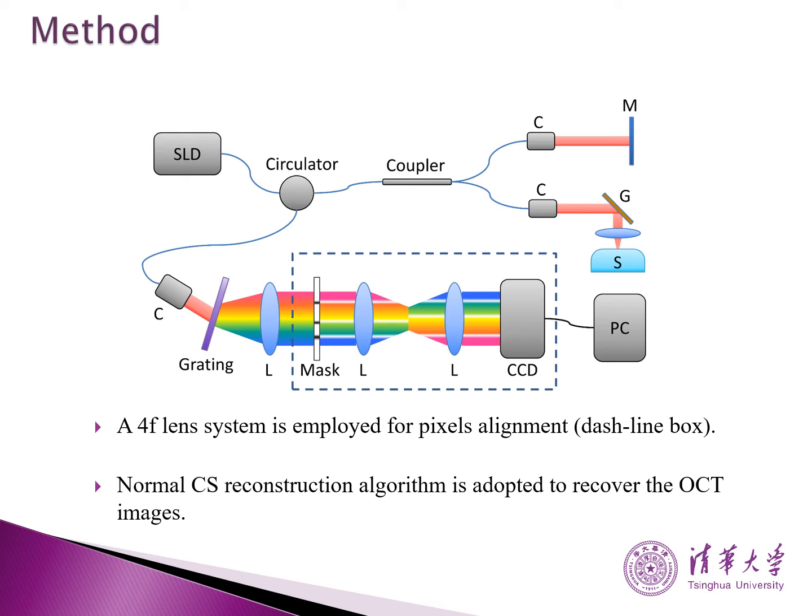To overcome all the difficulties, we employed a 4F lens system to image the mask onto the CCD pixels, as shown in the dashed line box.